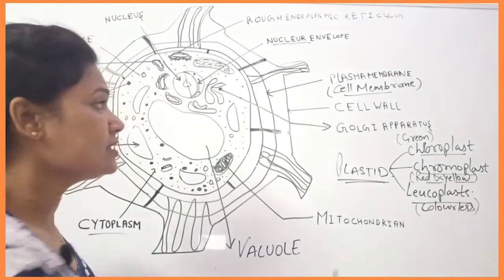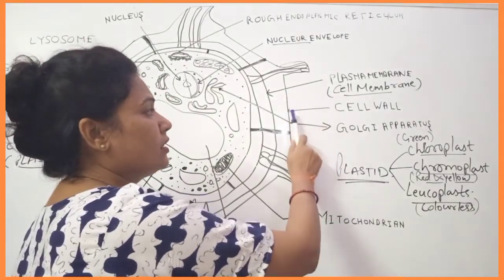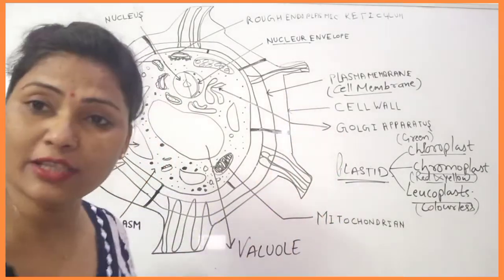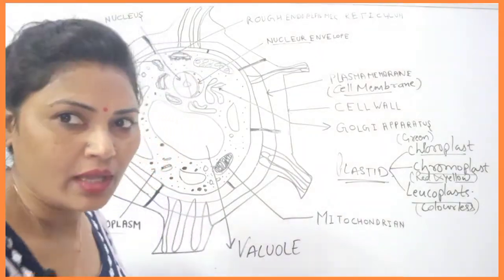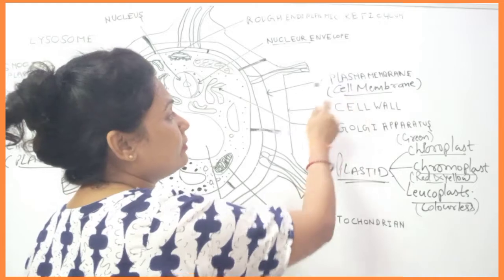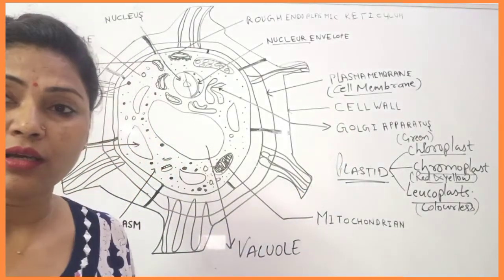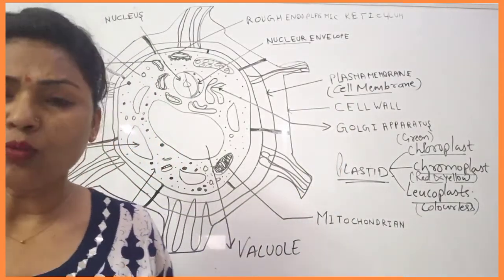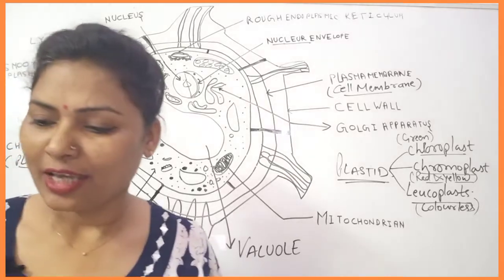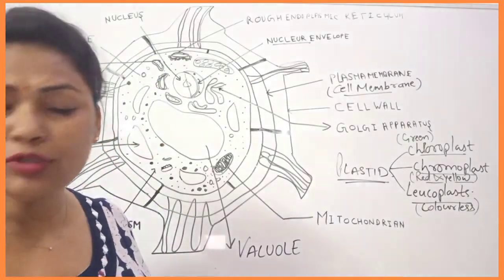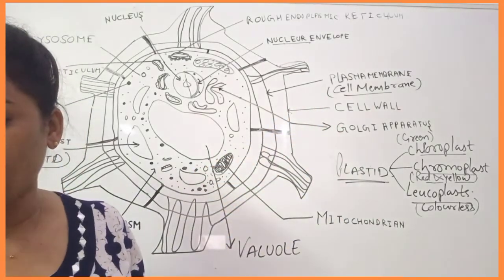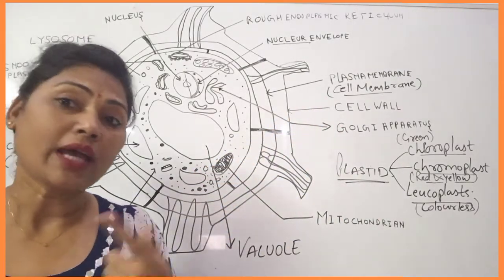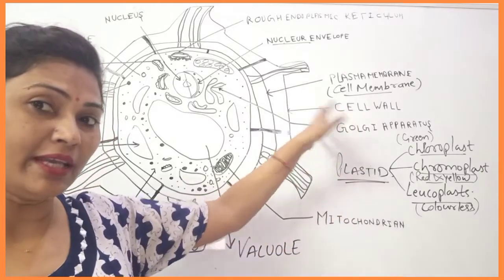The cell wall is the outermost membrane which is present in the plant cell only. It will not be present in the animal cell. And here this is the cell membrane, also known as the plasma membrane. Now what is the difference between them? Actually, cell wall is the outermost layer in the plant cell, while plasma membrane is the outermost layer in the animal cell, but in the plant cell it will be on the inner side.